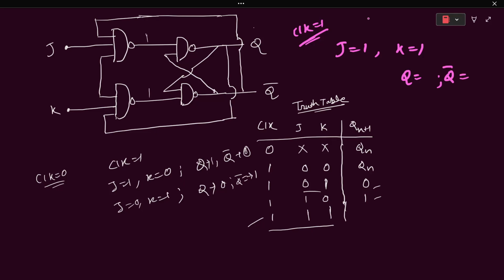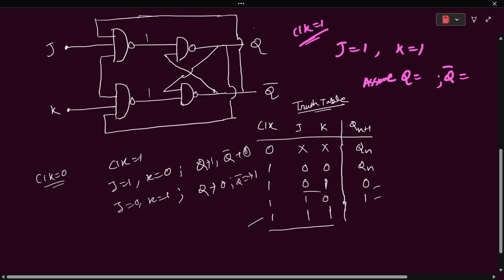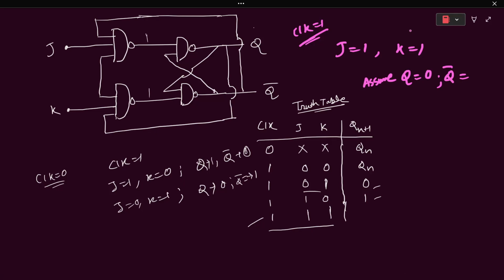For understanding purposes, let's assume Q is 0. If we assume Q is 0, Q complement is simply 1. So let's put these values in there: J is 1, K is 1, Q is 0, as well as Q complement is 1.